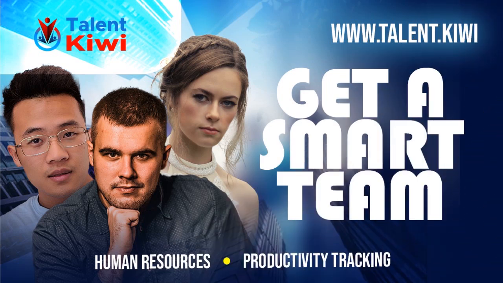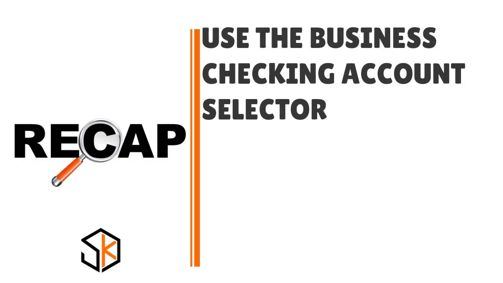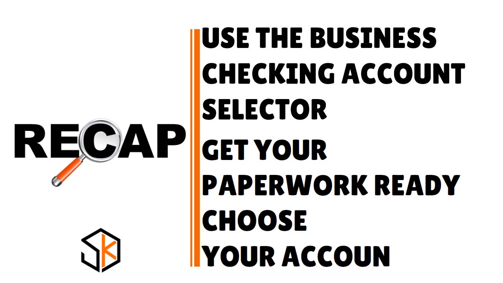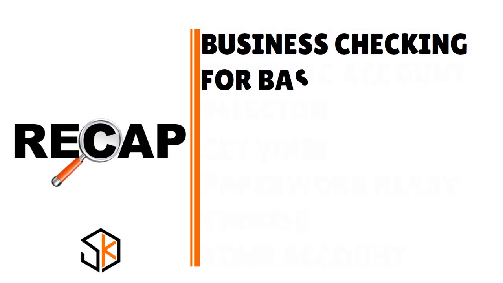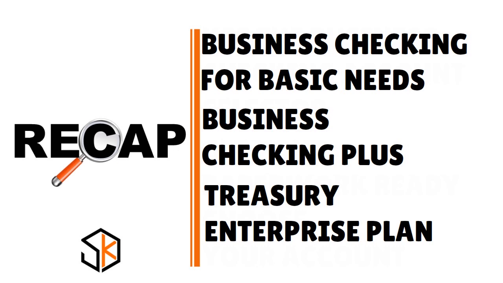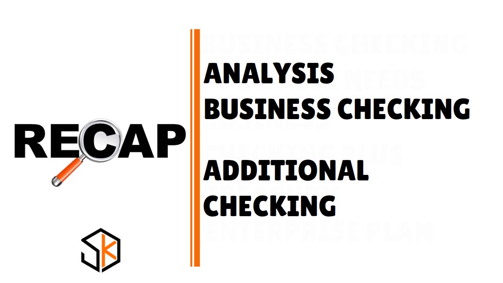That's really fantastic. So in closing, in today's conversation, I spoke to you about how to open a PNC business account. What you want to do is make sure that you first utilize the business checking account selector. You want to get your paperwork ready, and then you have to choose your account. In terms of choosing your account, you have business checking for basic needs. You also have the second account, business checking plus. The third, you have the treasury enterprise plan. Fourth, you have the analysis business checking. And fifth, you have additional checking solutions.